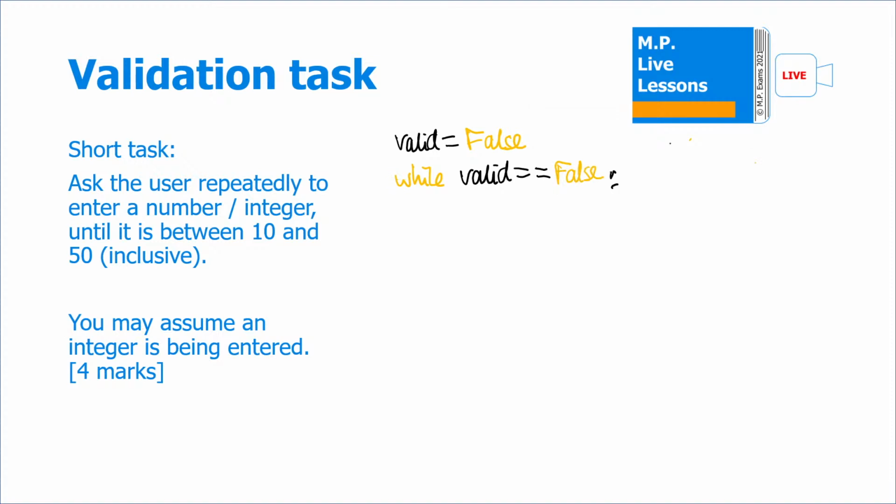We'll indent this now, so we'll first ask the user to input into a variable called check. And remember, we'll need to cast this. So we first have our input, but we need the int around it because we need to change the data type from a string, which is the input, into an integer for the rest of the program to work. And we can assume anyway that an integer is being inputted.